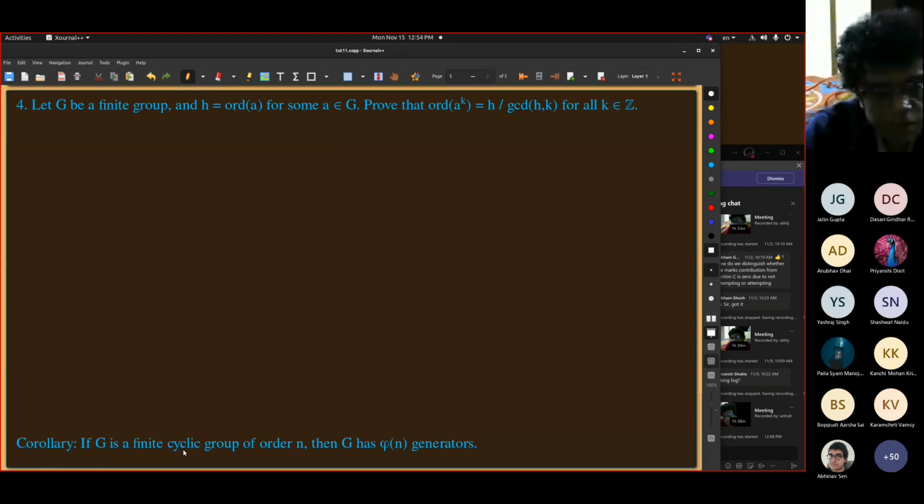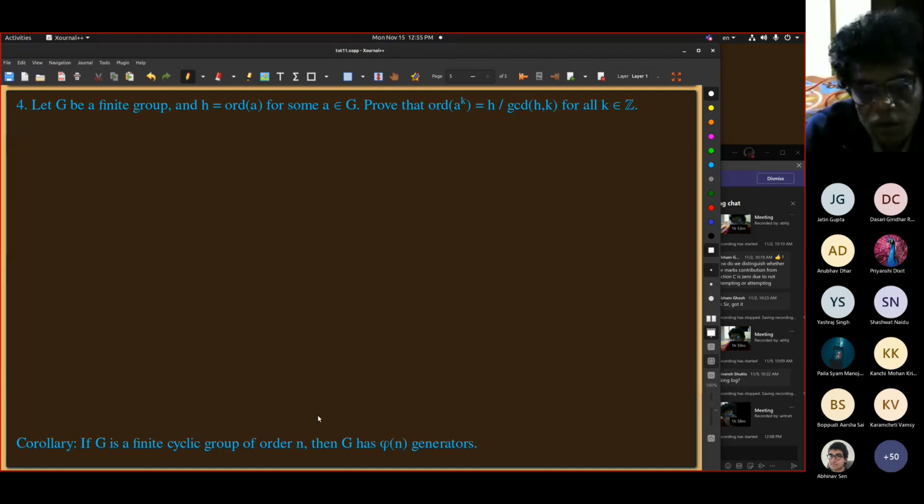If G is a finite cyclic group of order n, then G has exactly this many generators. Why? Because this is a cyclic group, there exists an element of order n. That is the definition of cyclic groups. If that element is A, then all the elements of G are A power 0, A power 1, A power 2, A power 3, up to A power n minus 1.